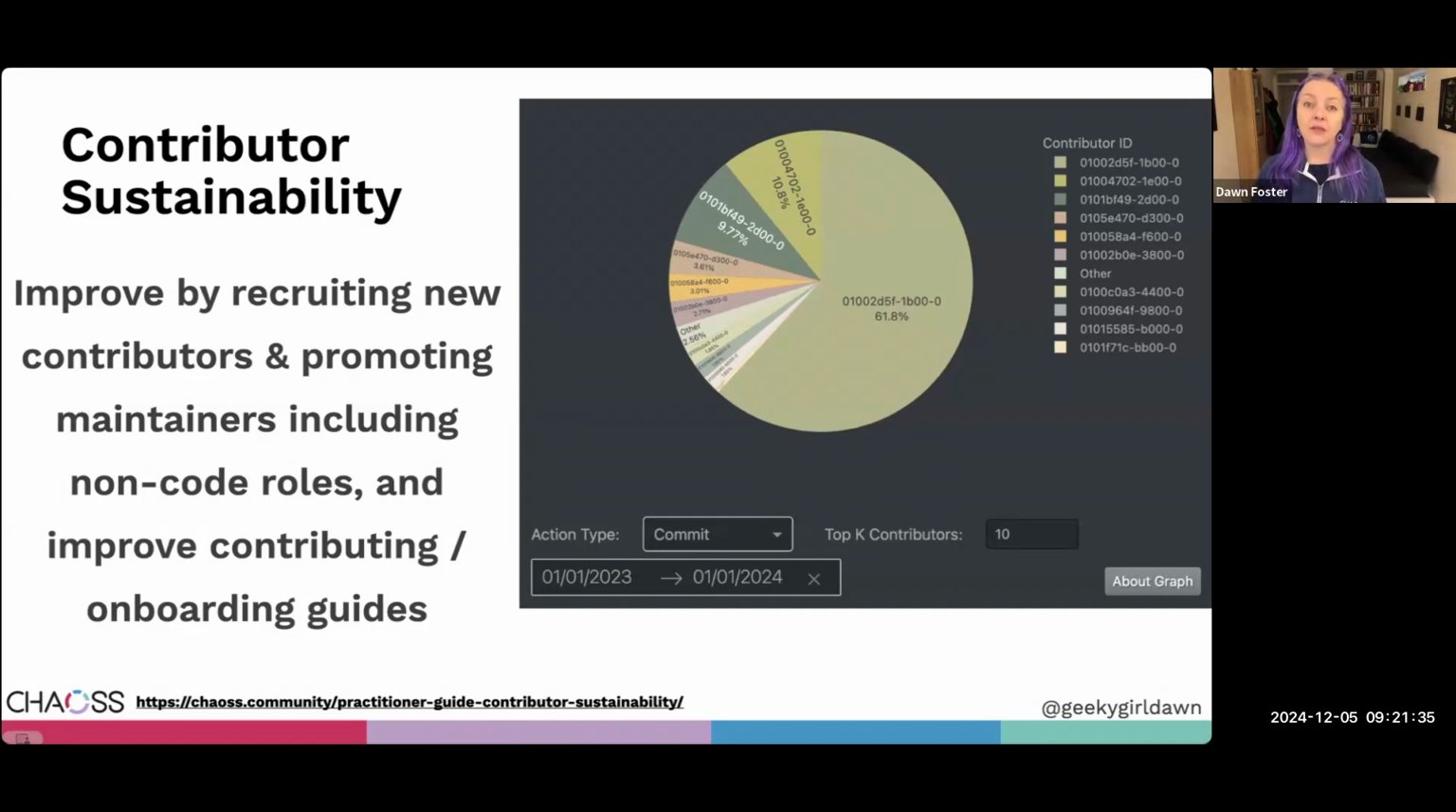And if this is well documented, new contributors can get started with a minimal amount of help from existing maintainers, which can save you a lot of time in the long run and reduce frustration for maintainers who get tired of answering the same questions over and over and over. And the practitioner guide linked on the slide has even more suggestions about how to improve contributor sustainability for open source projects.